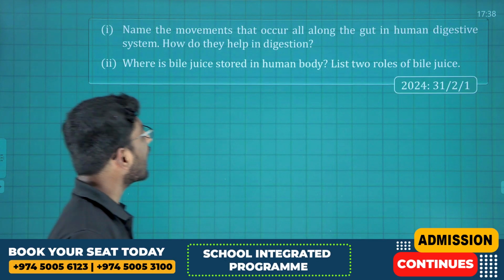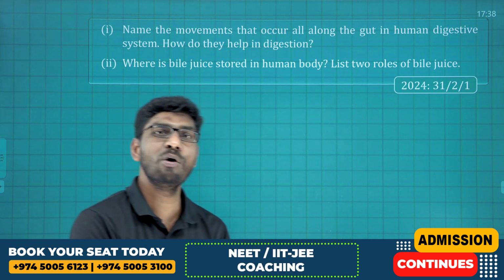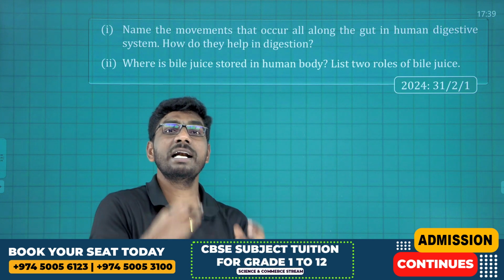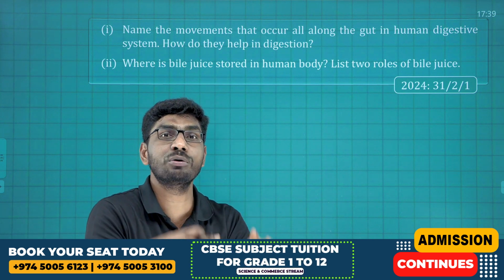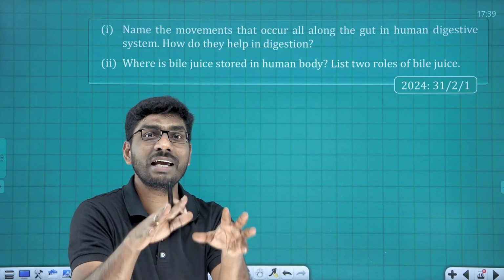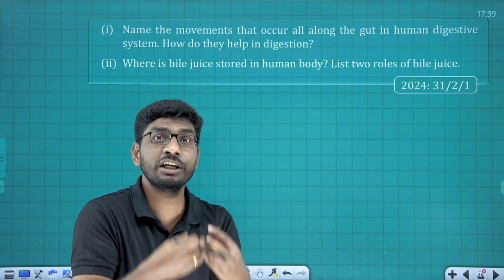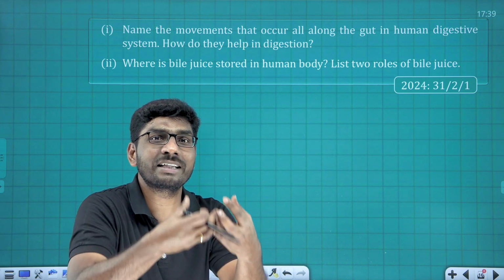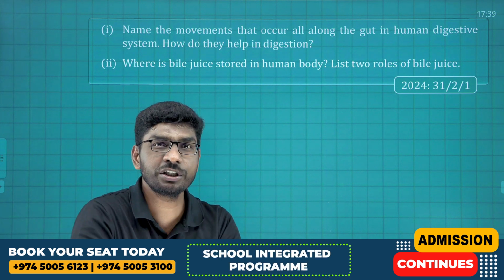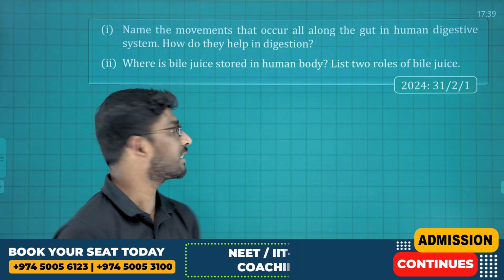Name the movement that occurs all along the gut. Peristaltic movement, peristalsis. This movement rhythmically pushes the food along the gut, which gives proper digestion. The alimentary canal muscles are actually smooth muscles. When they contract rhythmically, the food is slowly pushed along the gut, which gives proper digestion. Simple answer.